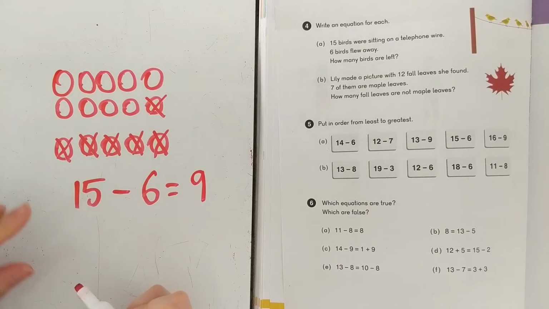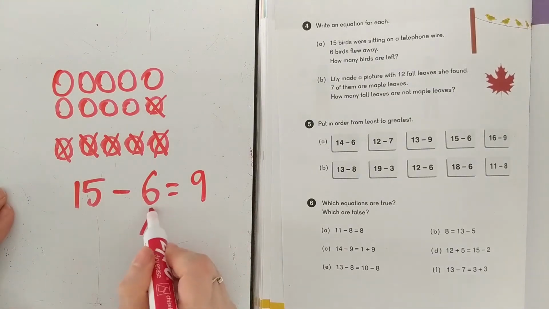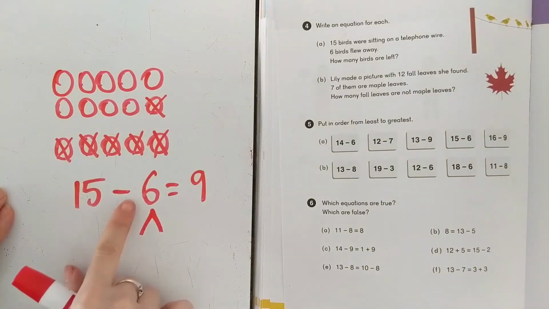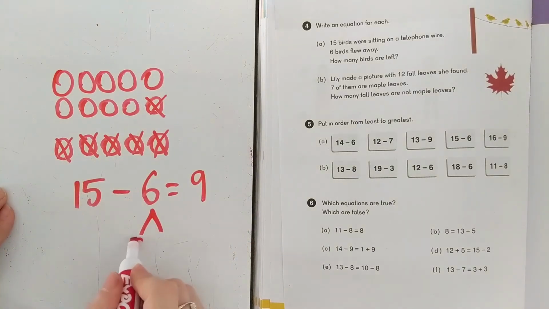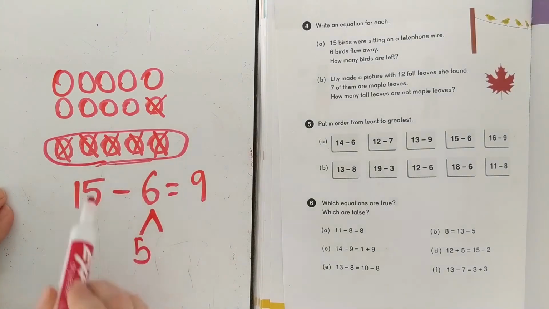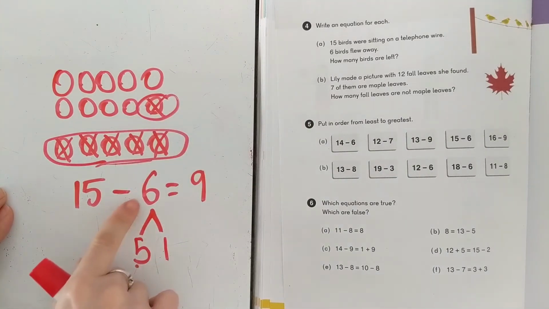Now, if I was showing this on my number without the pictures, I would say inside of the 6, 1, 2, 3, 4, 5, 6. Do you see that? Inside of that 6, there is a 5. Here is that 5. Do you see it? Here's that 5. And what's that other number in there? 1. 5 plus 1 is 6.